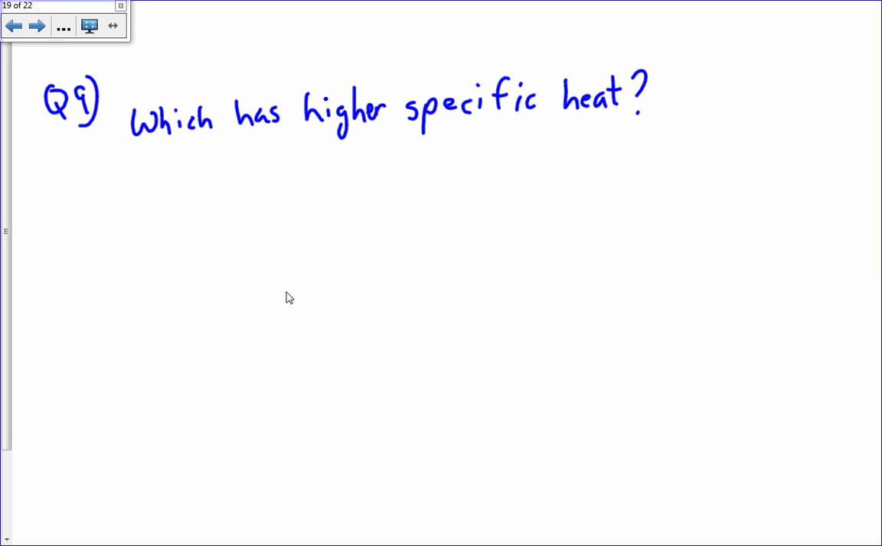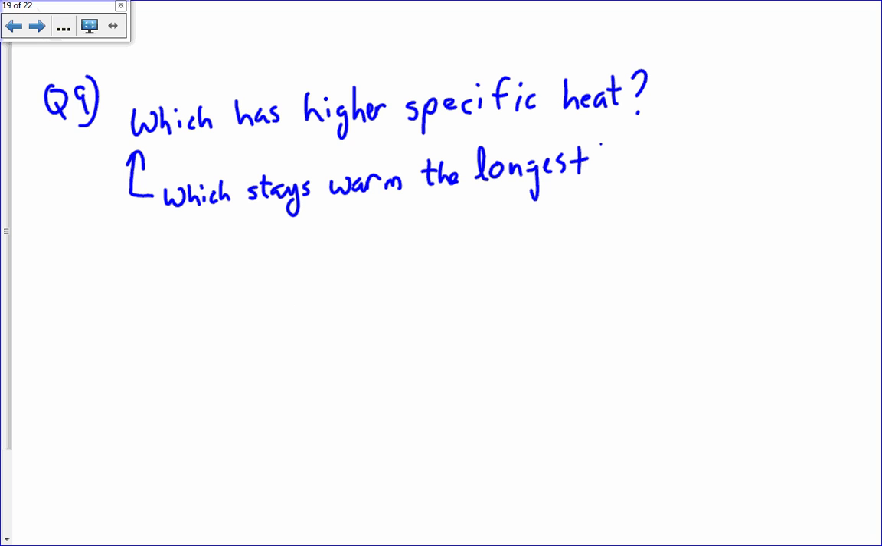And you can know which has the higher specific heat. You can ask yourself, which one of these is going to stay warm the longest? Right, that's going to be the same question because the one that stays warm the longest is the one that has the higher specific heat. And of course, if you've ever had a brick and a bottle of hot water, you know that the answer to this is that the hot water stays warmer the longest.